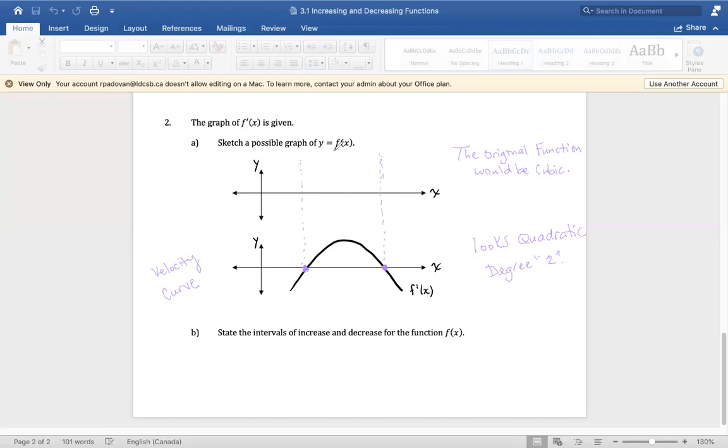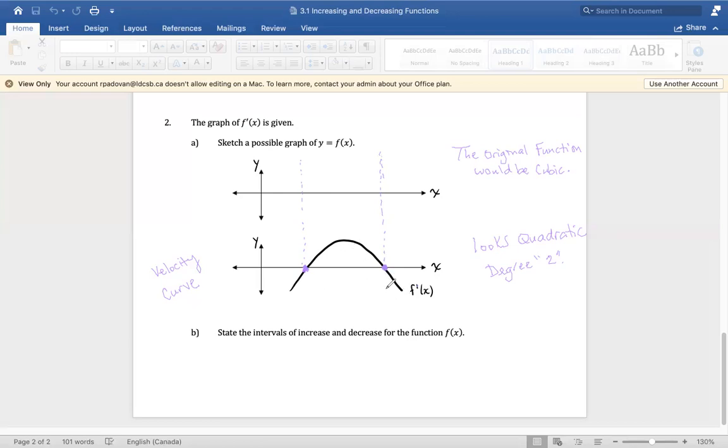So let's take a look at how do we figure out whether we're starting down low and going up to a max and coming down, or how do we know if we're starting from above and coming down to a minimum point and then coming back up? So that's where the rest of the graph is going to give us that information.